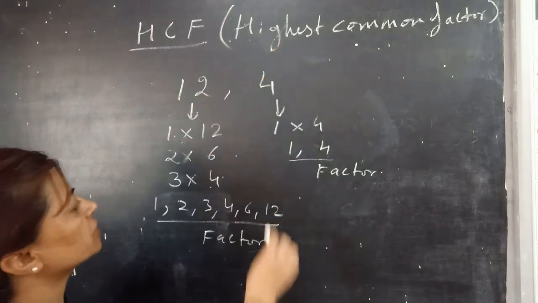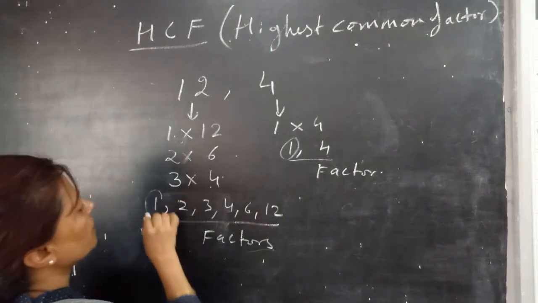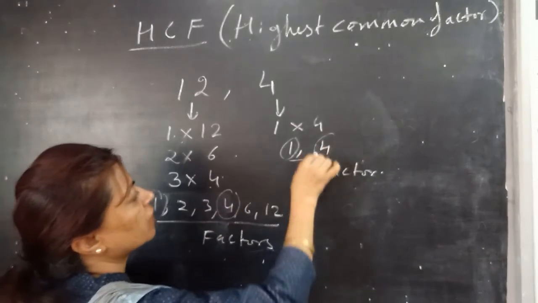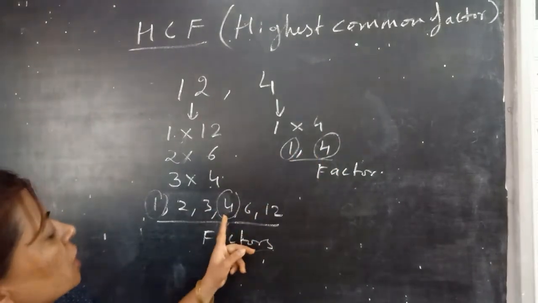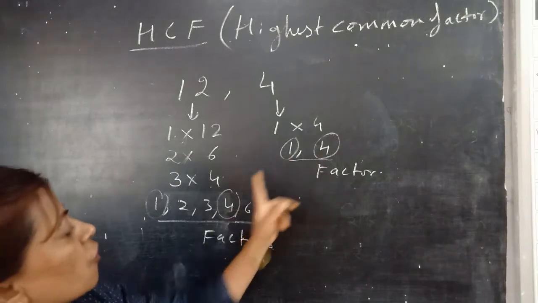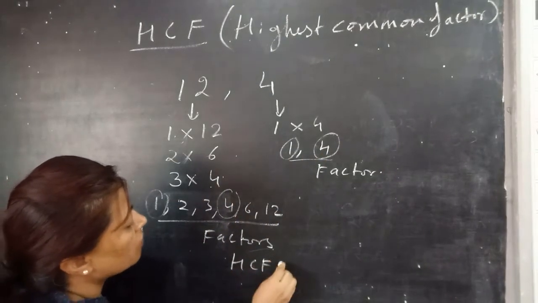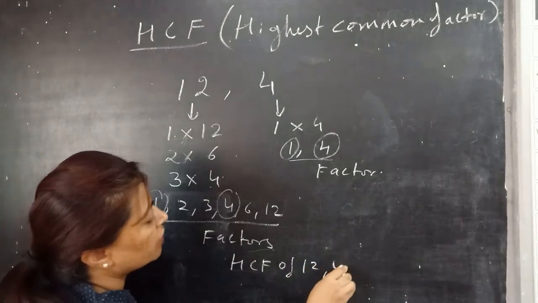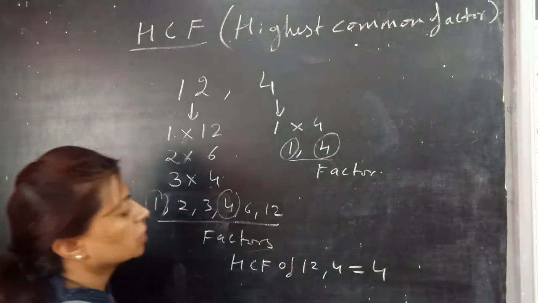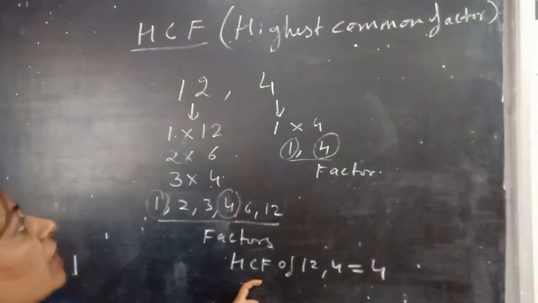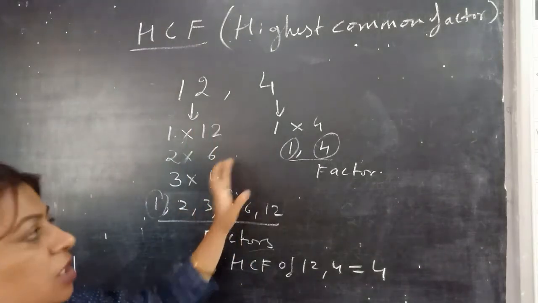Highest common factor: if we see, 1 is common in both of them, 4 is common in both of them. Out of 1 and 4, which is the highest one? 4 is the highest one. So we can say HCF of 12 and 4 is 4. So this is the process for finding the highest common factor.